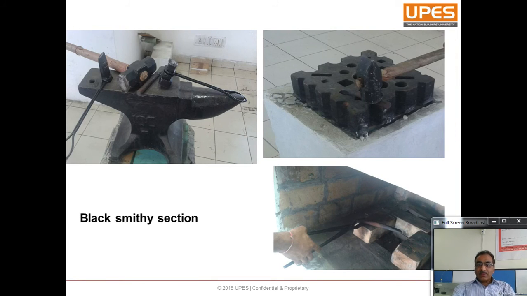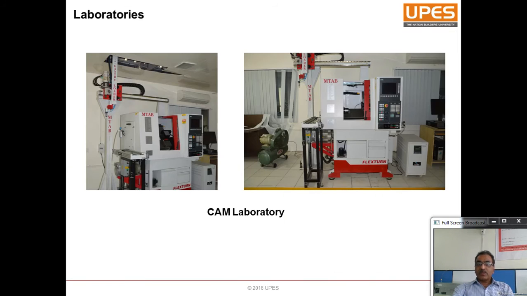Then the next is the forging section, where you can see the blacksmith operations, where the metal transformation is done. That means the metal is heated in a furnace, and then by using a hammer and other types of tools, the metal transformation is done so that the required shape can be produced. You can see the hammer, there are different tools and different shapes, by means of which the transformation of the material can be done.